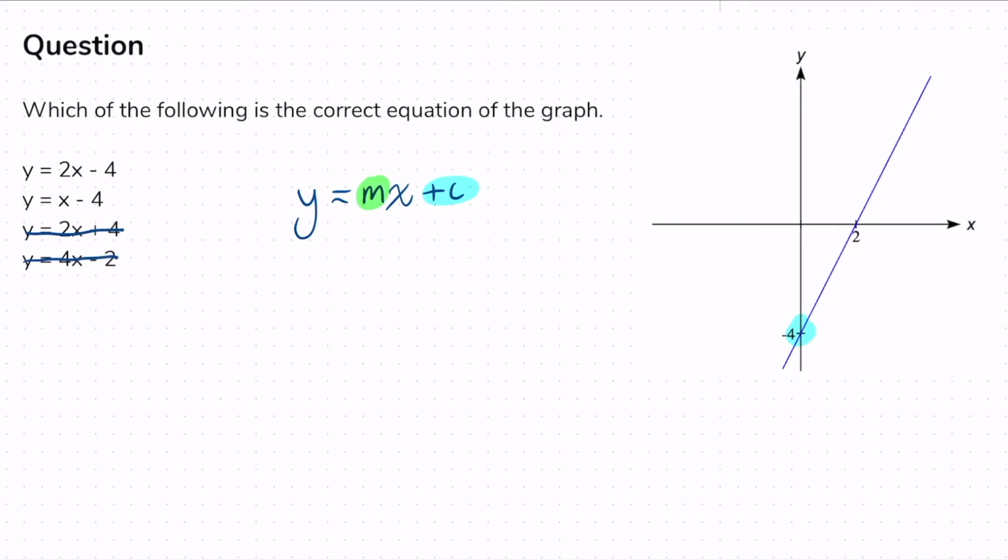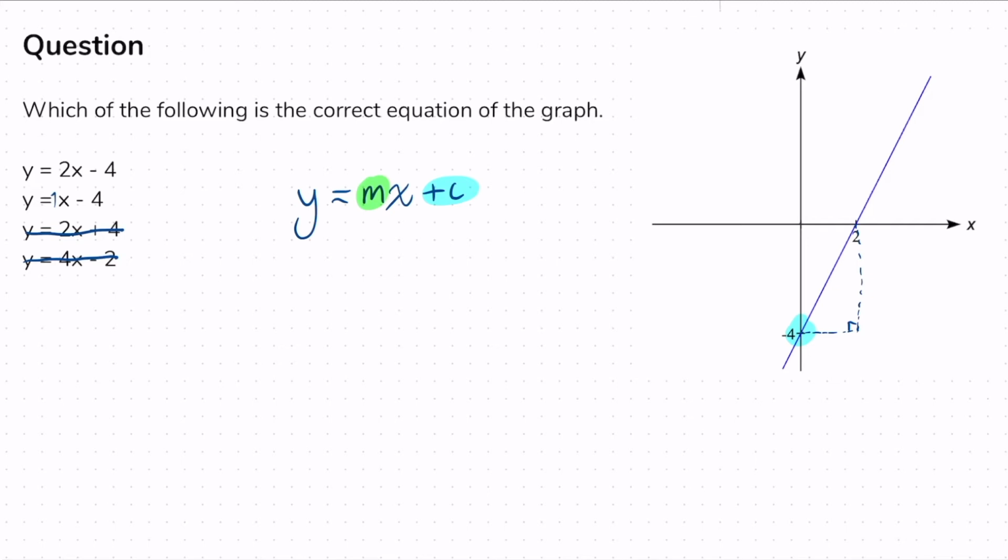So that means we can get rid of plus 4 and minus 2. Alright, so now I need to know, is the gradient 1 or 2? Well, the way to do that is to find two clear points, which I've got, and we're going to make a little right angle triangle. We're going to ask the question, how far across do I go and how far up?